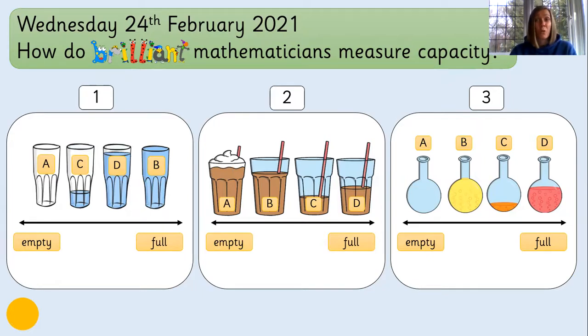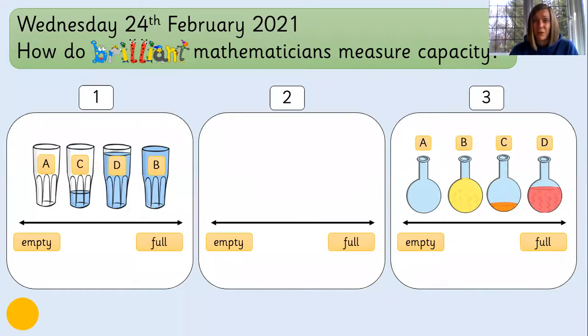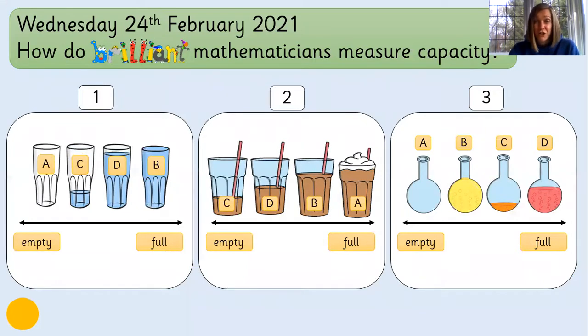For number 2, we were looking at milkshakes. So let's see if we can order those milkshakes from empty to full. Now, we should have started with C because it was the one that was nearly empty, and there's no glass that shows a completely empty milkshake. So C was the closest one to being empty. Then we had D, then B, and then that full milkshake A. So well done if you got the order C, D, B, and A.